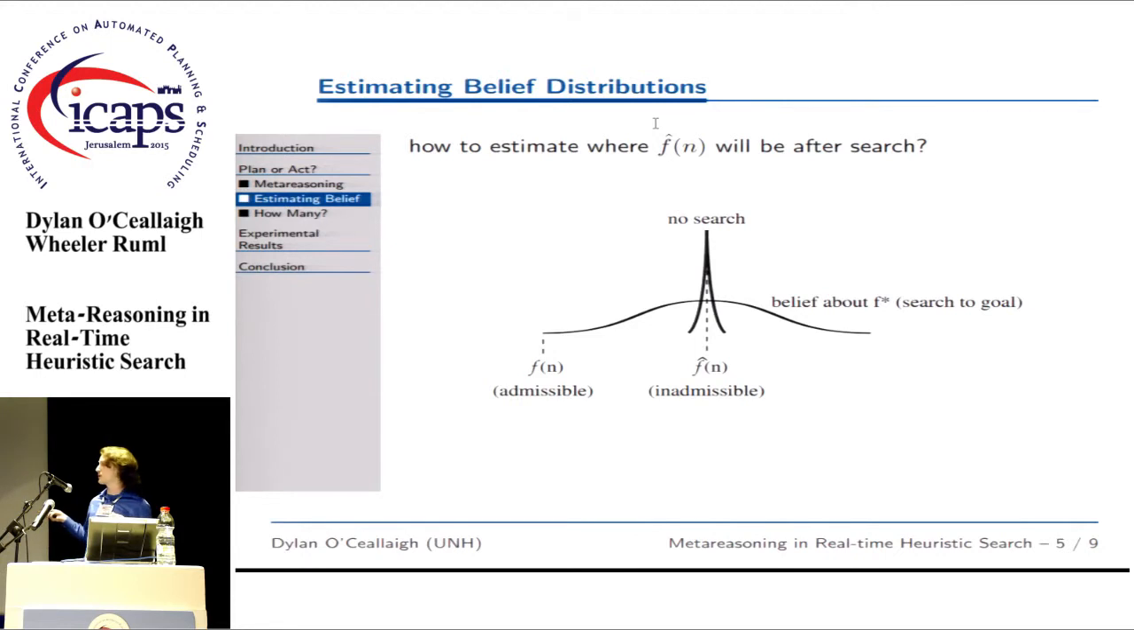Now, that's assuming that we search all the way to the goal. If we perform no additional search, then we expect Fhat to remain exactly where it is. Likewise, if we perform some intermediate amount of search, which does not reach all the way to the goal, we expect our belief about the future value of Fhat to be somewhere in between these two distributions.